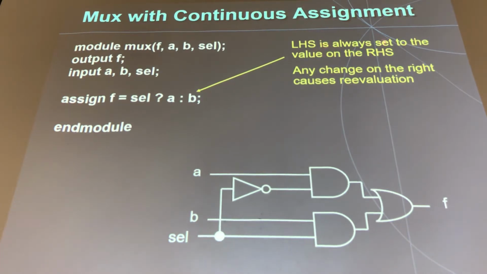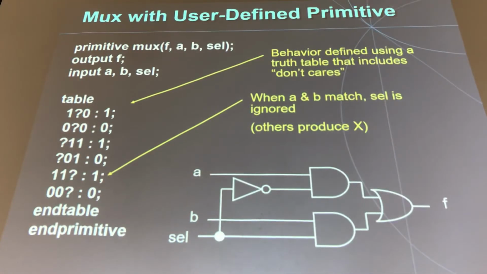The left-hand side is always set to the value of the right-hand side. The right-hand side is typically an equation. Any change on the right-hand side will cause re-evaluation. So that is a continuous assignment which can describe a conventional circuit. Any question? Another one.